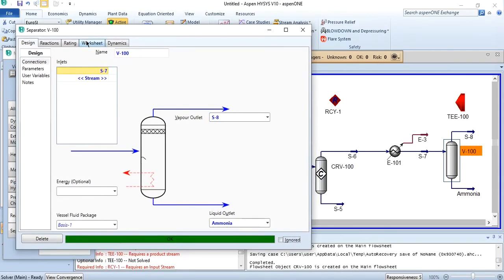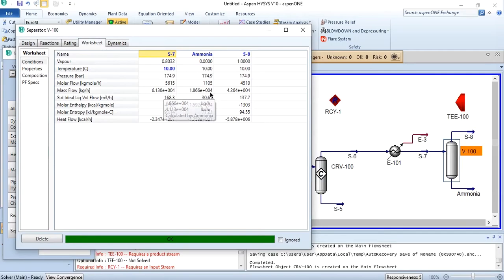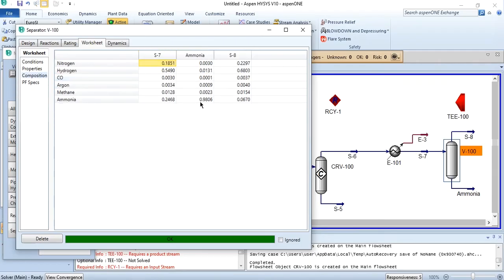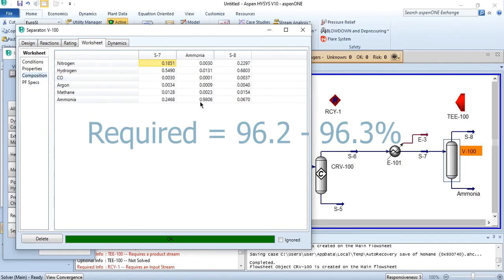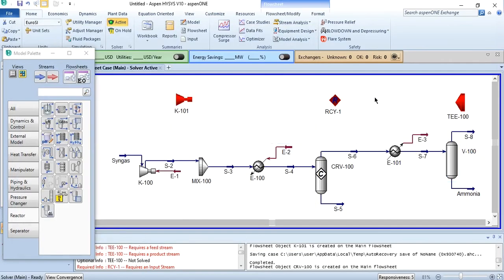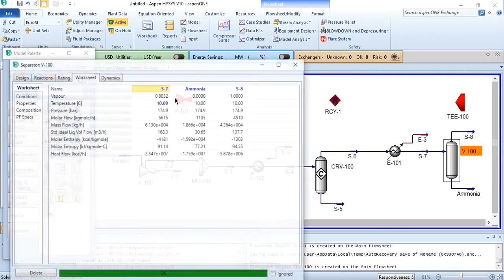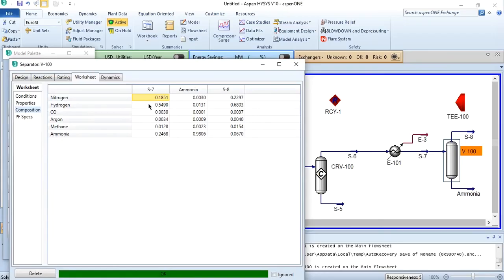So as you can see, ammonia is produced in the system, and this is the mass flow rate and this is the molar flow rate of produced ammonia, and the purity of ammonia is 98.06%. This is the purity of ammonia before the S8 stream is recycled. What is the specification of the S8 stream? It contains ammonia, methane, argon, CO, and hydrogen and nitrogen are also going, and some part of these are also coming.